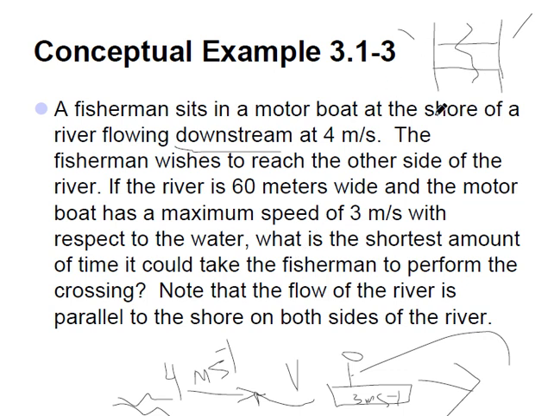So this is the information you first have to put into your brain. What is the shortest amount of time it could take the fisherman to perform the crossing? He wants to go that way, and we want to find the shortest amount of time. Please note that the flow of the river is parallel to the shore. So the flow is going this way, and you have shore number 1 and the shore on the other side. They are parallel.